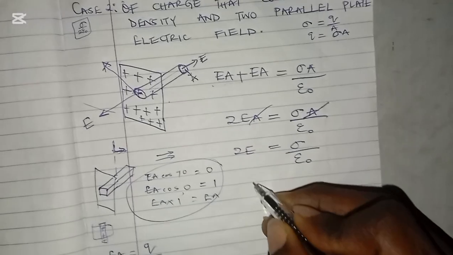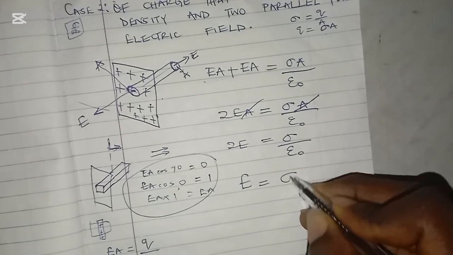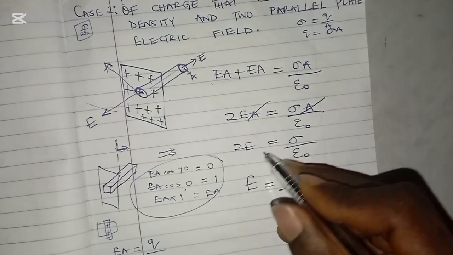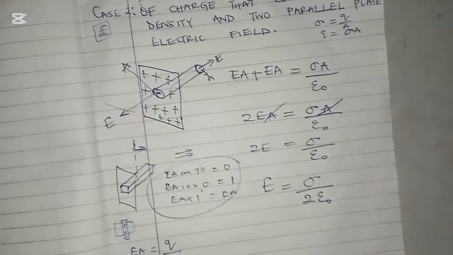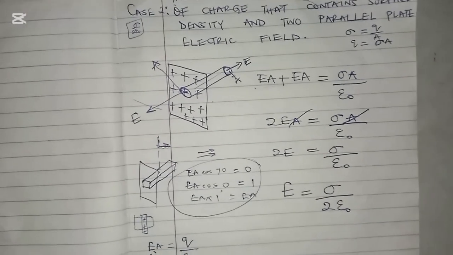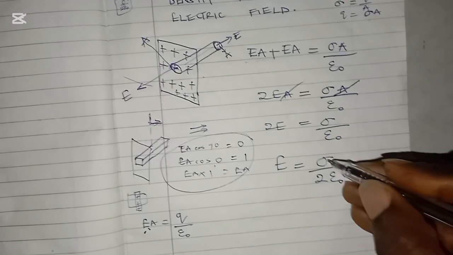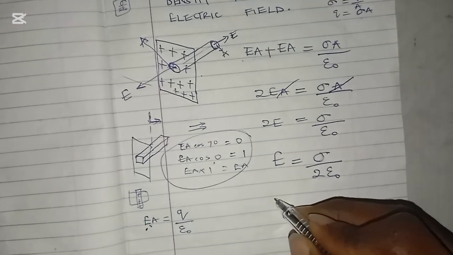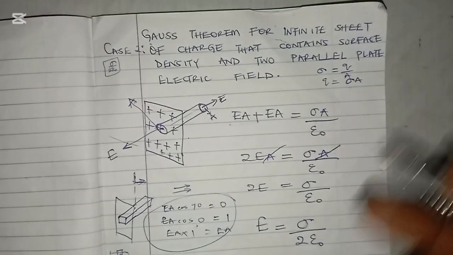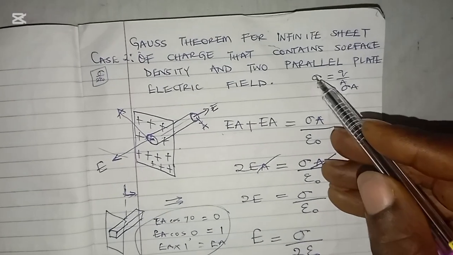Making E the subject of the formula, I have E equals surface density all over, divide both sides by 2, I bring 2E naught. Don't blame me if you don't know how to make the subject of the formula. I always leave my brain open, because I know that anytime you're doing mathematics, you can have different changes of formula depending on what you are given.